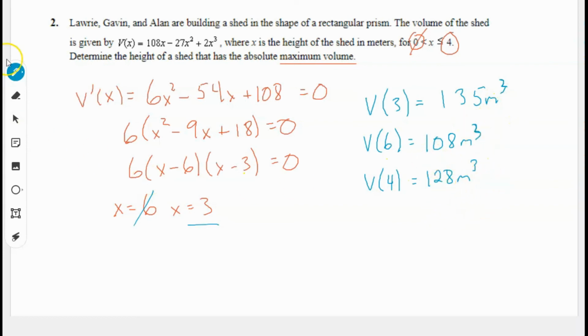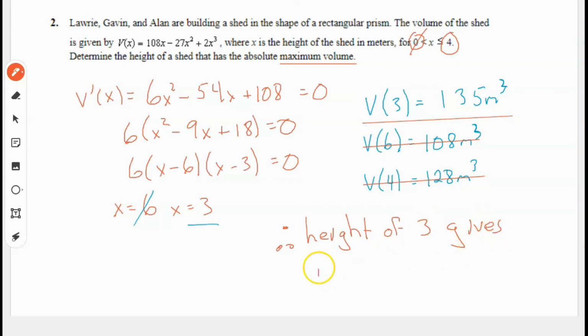Okay, so where is volume maximized? Not here and not here. The volume is maximized here when the height of the shed is 3 meters. So you can just write a therefore statement. A height of 3 meters gives maximum volume of shed.